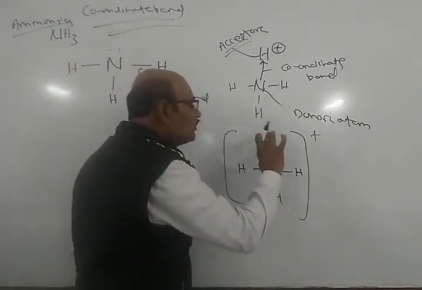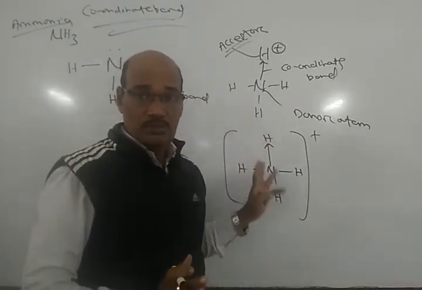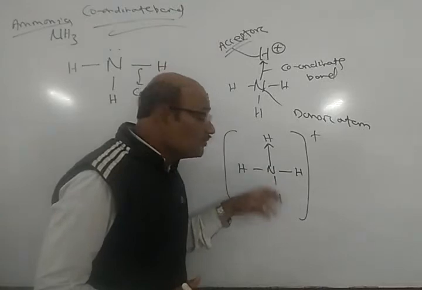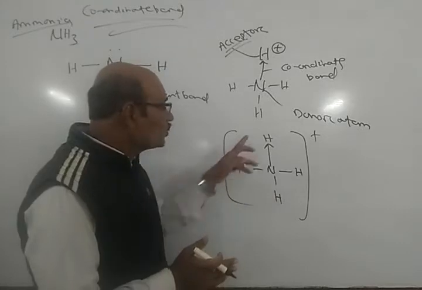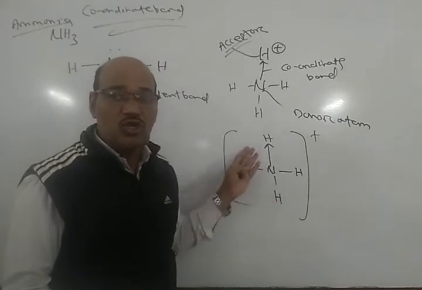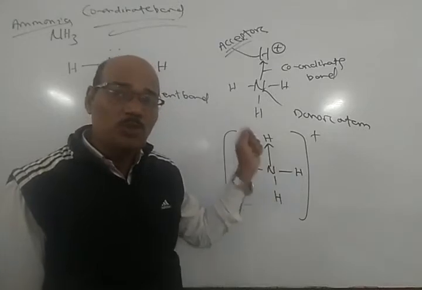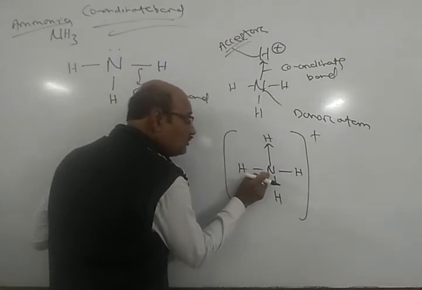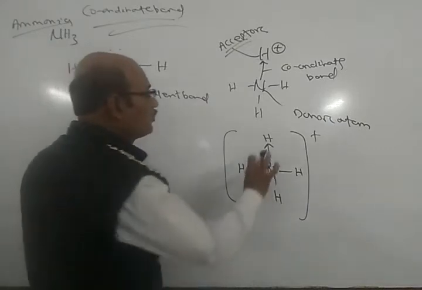In this coordinate bond, one electron pair is shared between the two atoms. So remember, I am saying that the nitrogen atom is donating the electron pair, but actually after donation, the two atoms are sharing the electron pair. So this is also called a coordinate covalent bond. The atom which donates the electron pair is called the donor, and which accepts is called the acceptor, and we put the arrowhead.